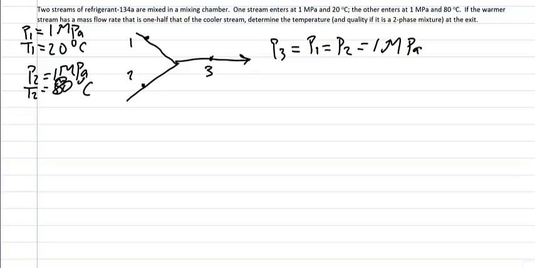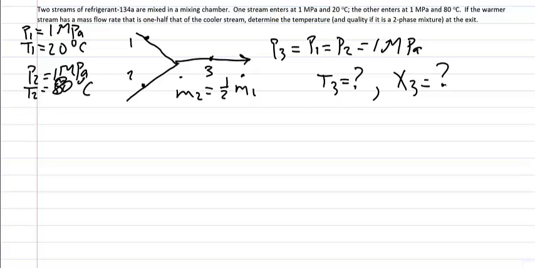Now further, we're told that the warmer stream has a mass flow that's half that of the cooler stream. So m dot 2 is 1/2 of m dot 1, so that's known to us. And what we're trying to find then is the temperature at the exit and, if appropriate, the quality at the exit. We don't know if it's a two-phase mixture or not. We'll see. So this is our problem statement as it's illustrated.